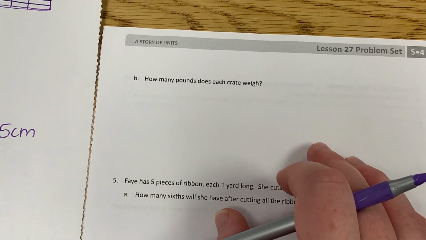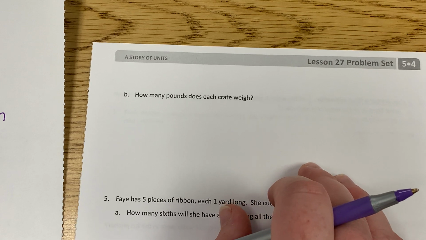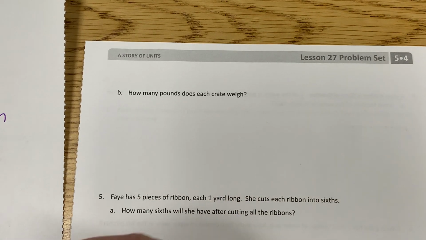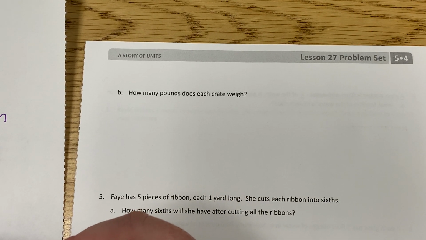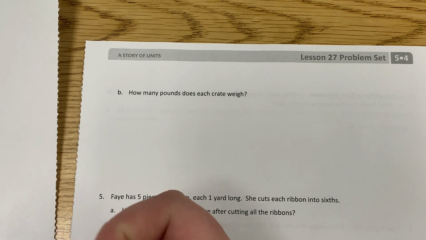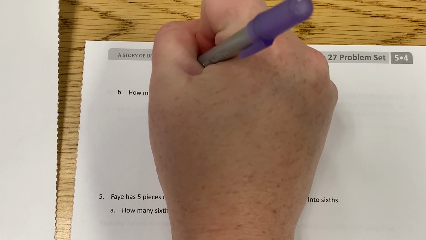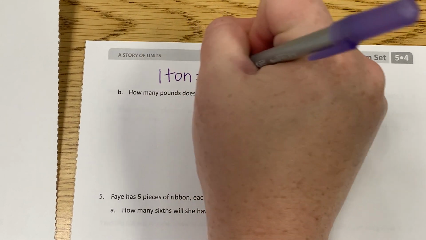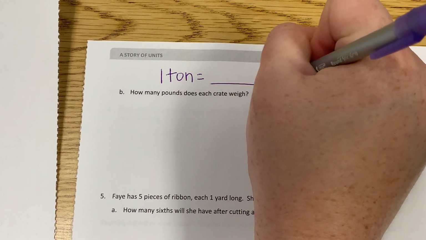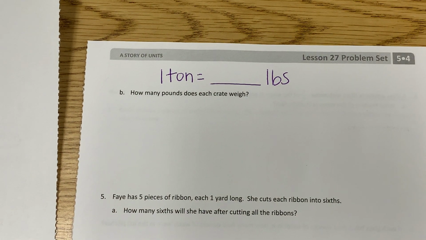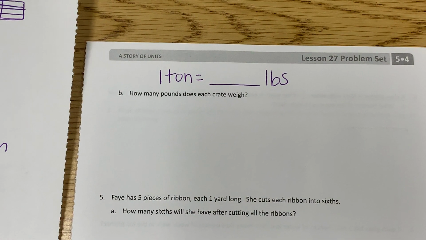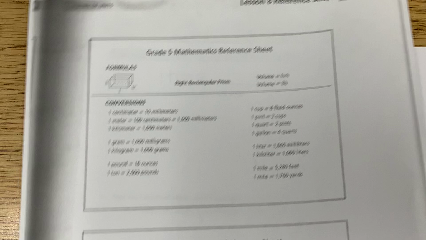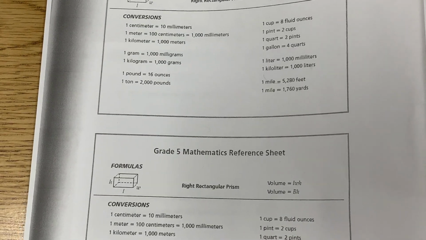Because this next one, letter B, says, how many pounds does each crate weigh? Well, it gave it to us in what? On number 4A. Tons. So I need to know how many pounds are in a ton, right? So 1 ton equals blank pounds.